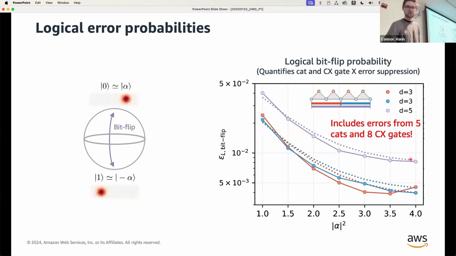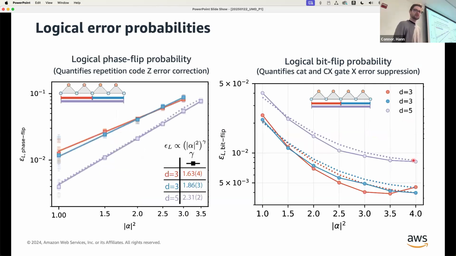And so the fact that that logical bit flip error is falling below 1% is really a testament to how much noise bias there is in the system and how low the bit flip rates are themselves. So if we put these two plots side by side, the logical phase flip and the logical bit flip, we see the phase flip is increasing with alpha squared because the physical phase flips become more probable with alpha squared, whereas the bit flips are decreasing with alpha squared.